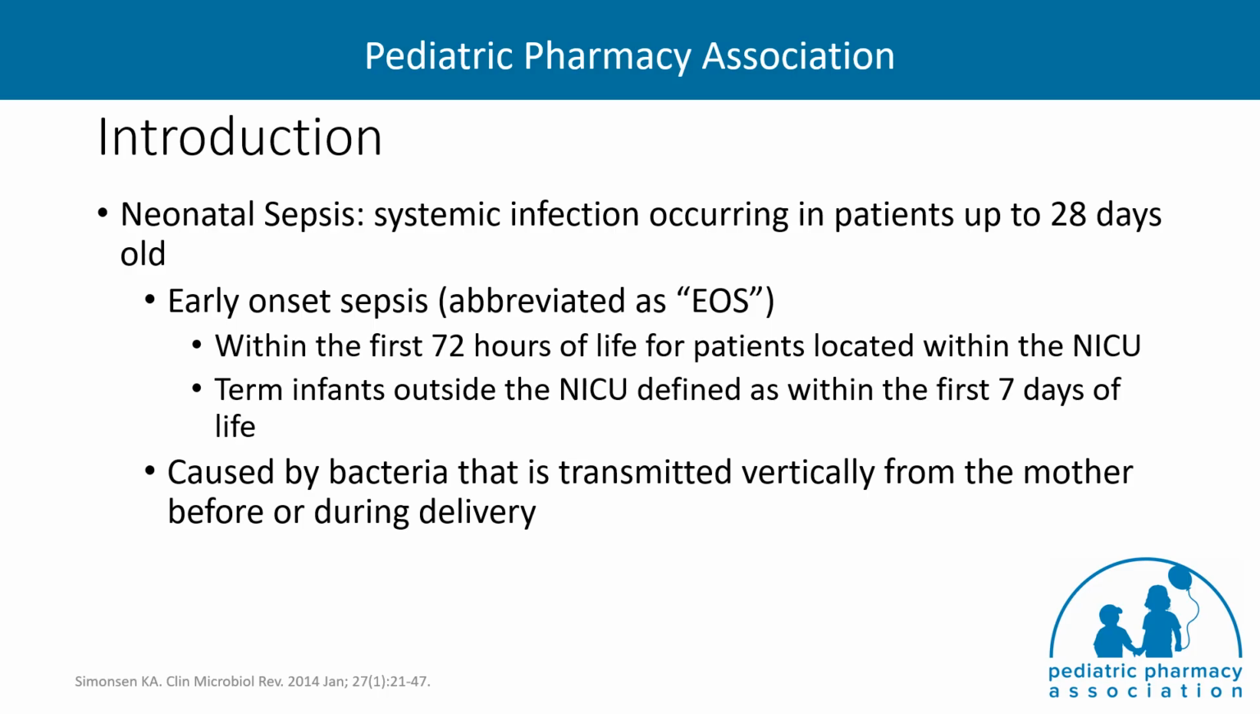The first being early onset sepsis. Early onset sepsis is defined as sepsis that occurs within the first 72 hours of life. This time is due to the likelihood that any infection is caused by a pathogen that is transmitted during the birthing process. You may also come across literature that describes early onset sepsis as the first 7 days of life. However, this time frame is reserved for term infants outside the NICU. Now that we know early onset sepsis within the NICU is defined as sepsis within the first 72 hours of life, what pathogens are we most concerned with?